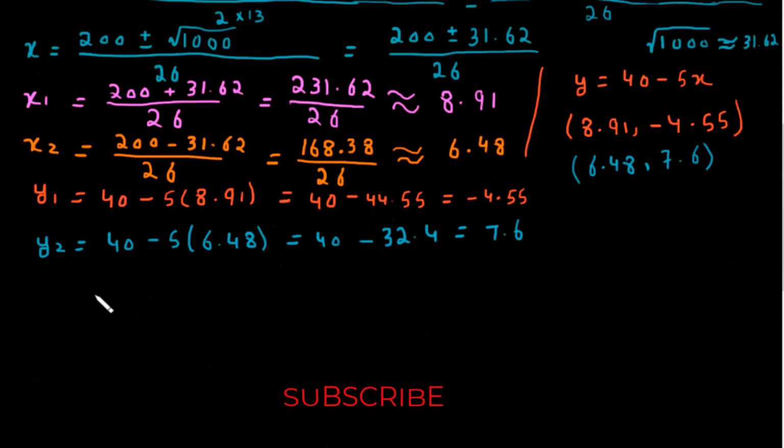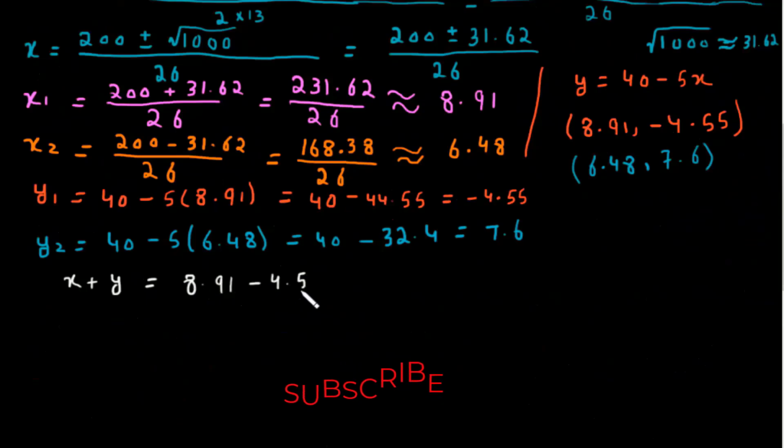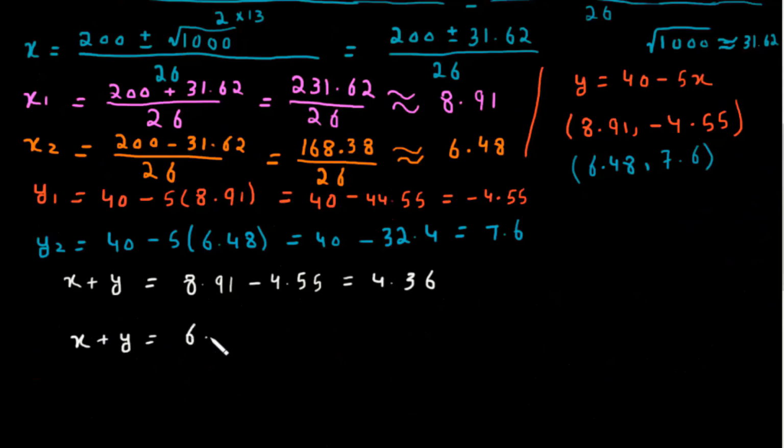Now let's find the required expression, that is x + y. So for this pair, that is 8.91 - 4.55, this is equal to 4.36, and for this pair we have x + y, that is equal to 6.48 + 7.6, which is equal to 14.08. Thus the two possible values of x + y are 4.36 and 14.08.